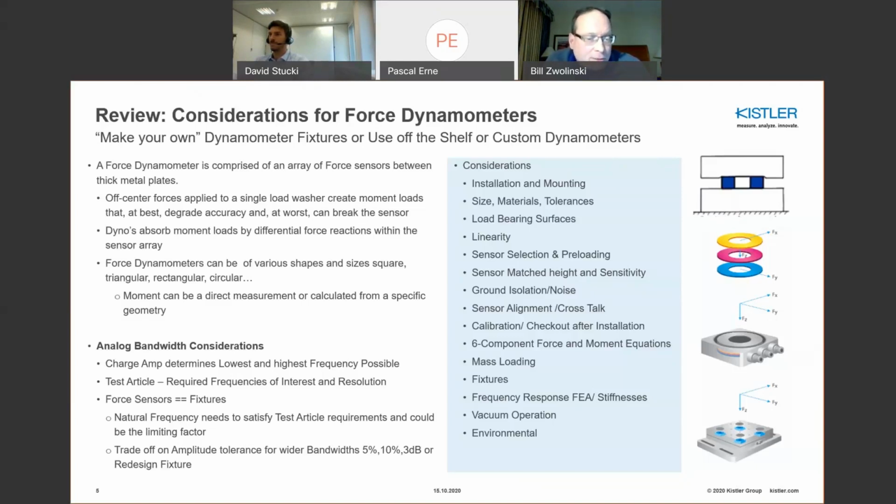We reviewed mass loading effects on dynamometers. Basically, dynamometers are spring mass systems. They're going to act in that way. And basically added mass will reduce natural frequency. So it's often important to take that into consideration. The frequency response questions and stiffnesses and how that relates to performance, and obviously making FEA analysis to confirm designs. We're going to touch a little bit upon vacuum operation in this presentation, as well as environmental considerations as well.